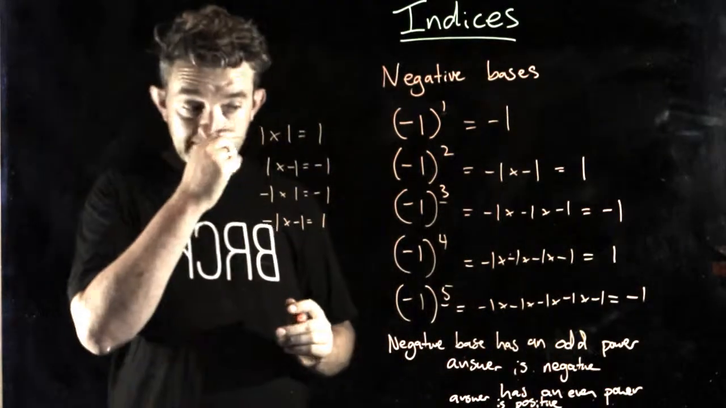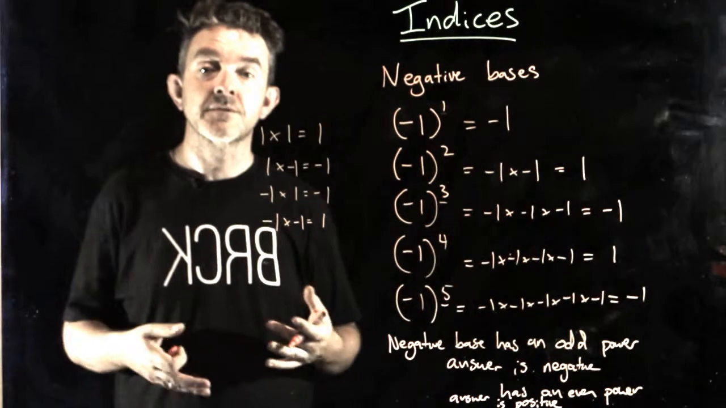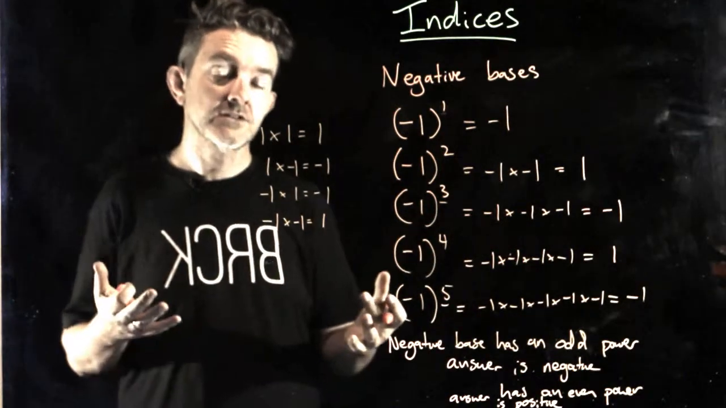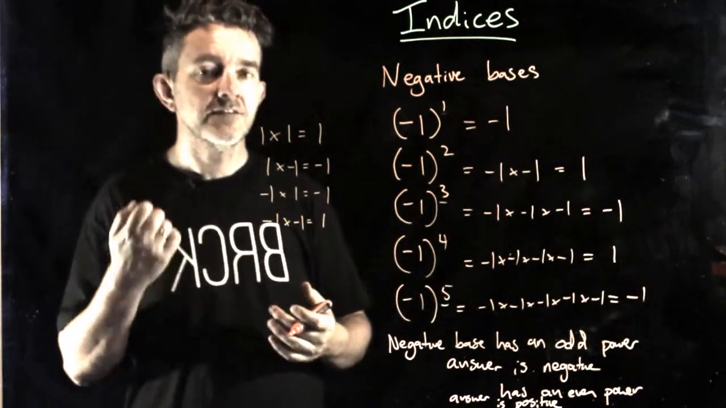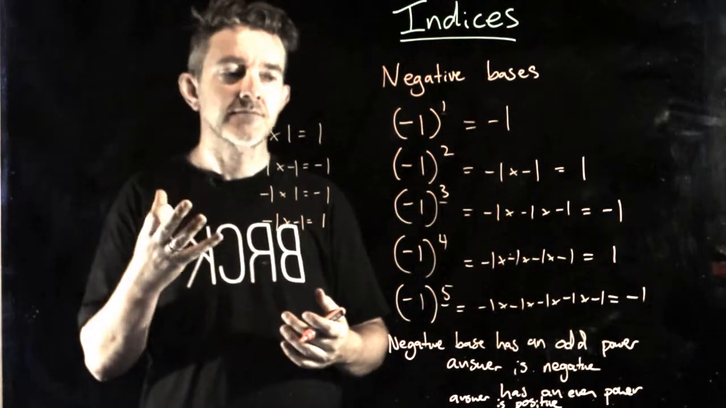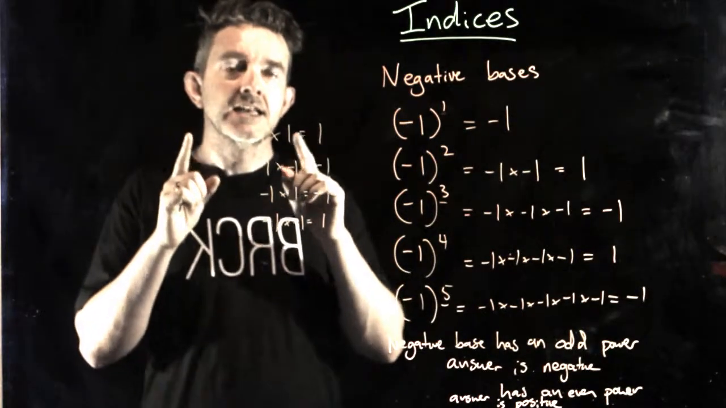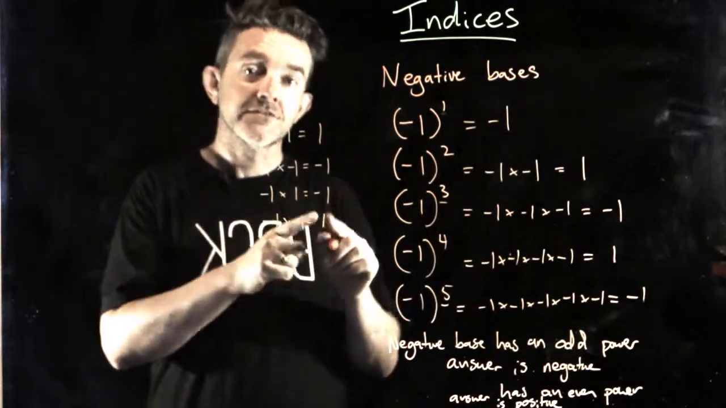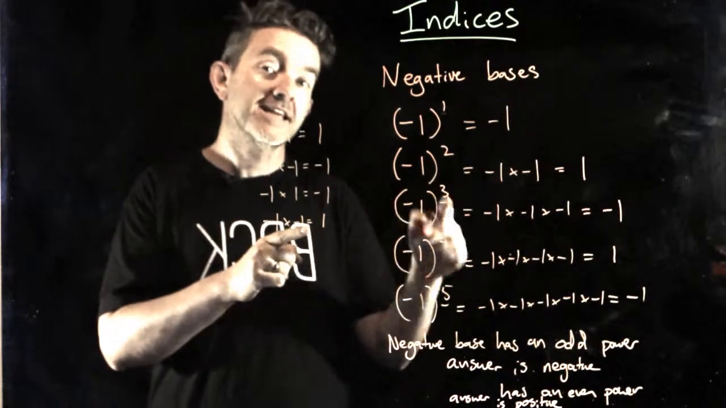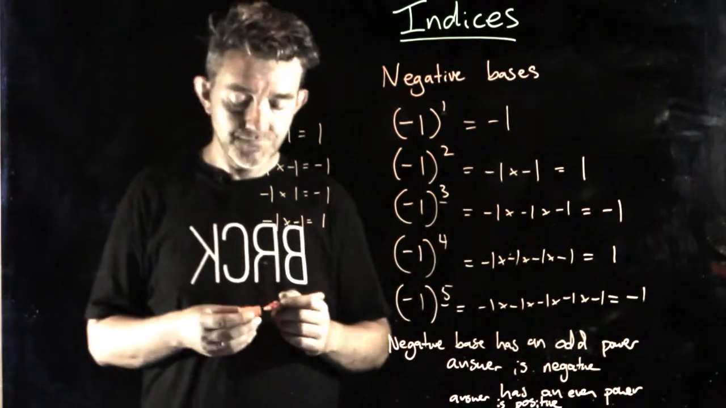Okay? So my example here is just with ones, but I could do it with anything. If I had -5 squared, it would be positive 25. If I had -5 to the power of 3, then it would be -5 times -5, which is positive 25, times by another -5 would make -125. So I hope that's okay.